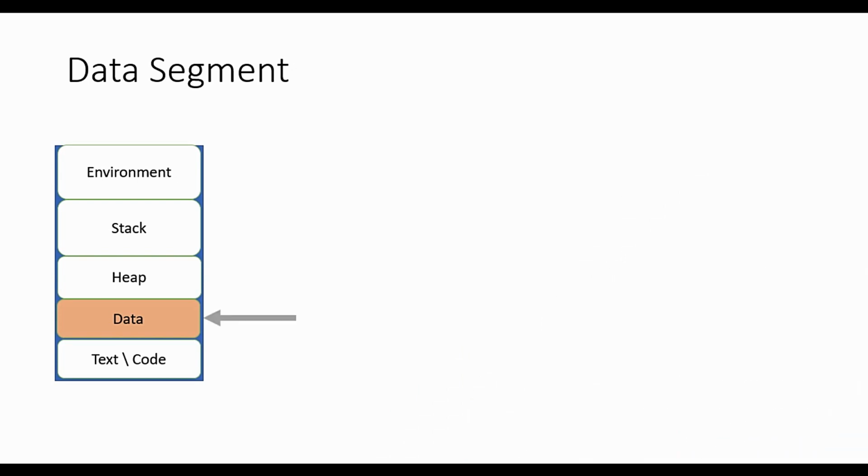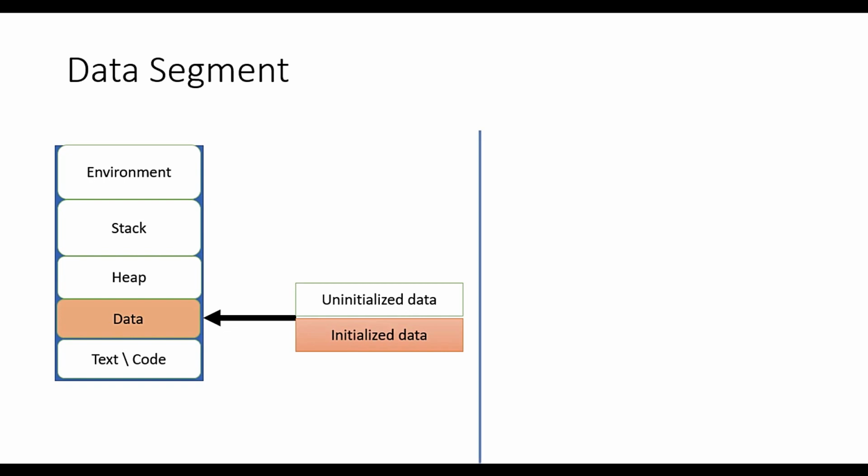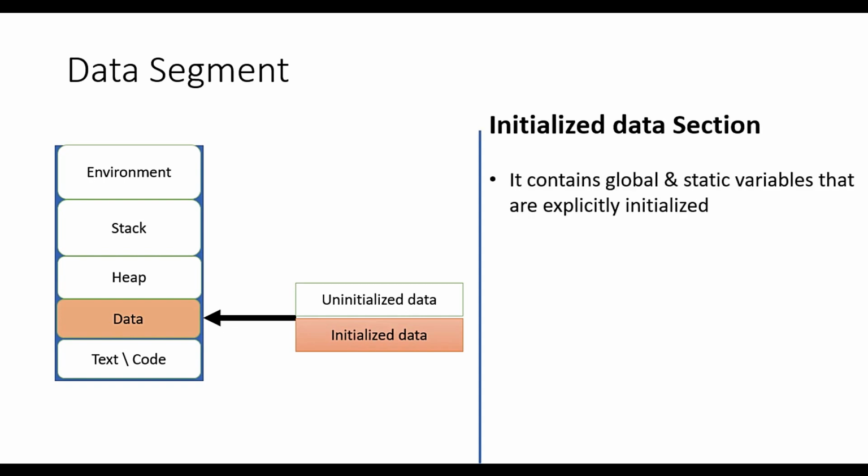Next, we'll discuss about data segment. So data segment internally is again divided into two segments. There is initialized data and there is uninitialized data. Let's first talk about what initialized data contains. So initialized data contains global and static variables that you explicitly initialize. So when you write a program, you might declare some global variables, static variables in your code. So the variables which are explicitly initialized with some values, those variables are stored in this section of data section.